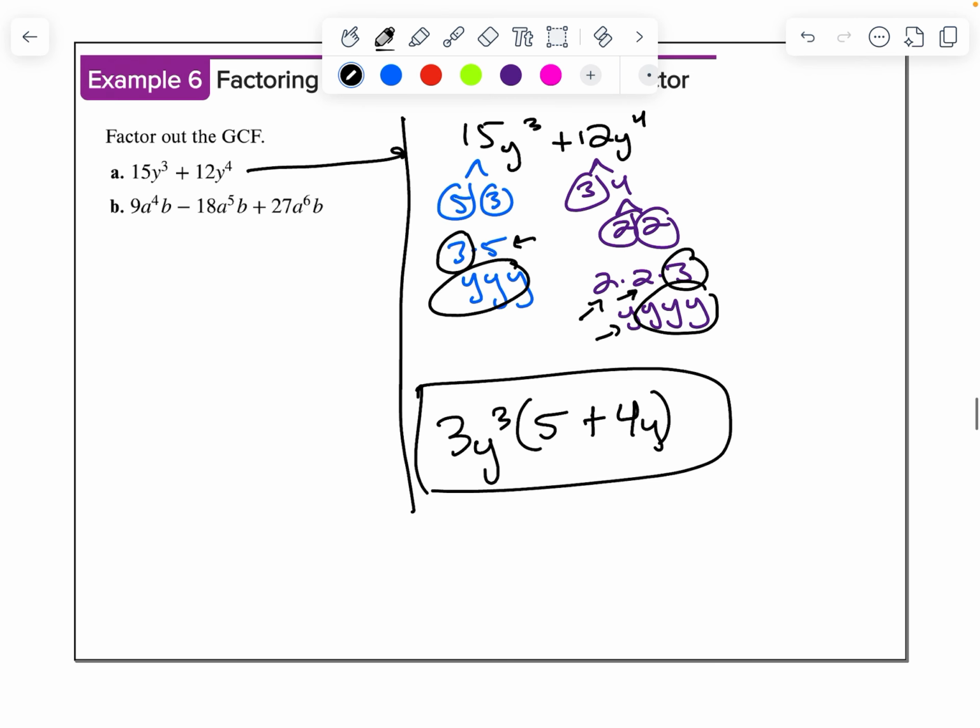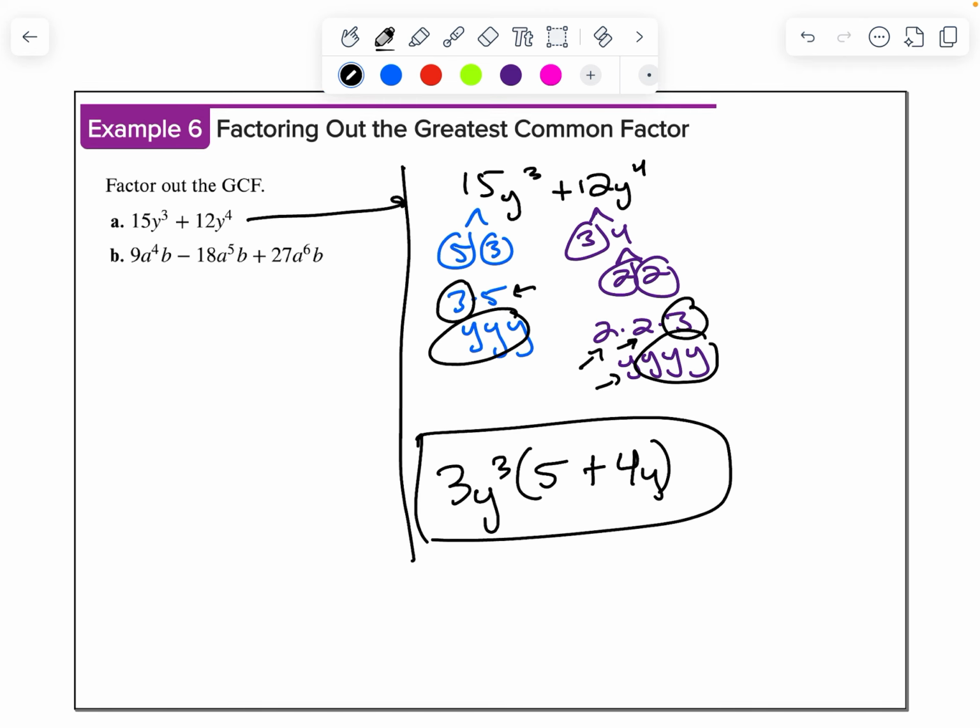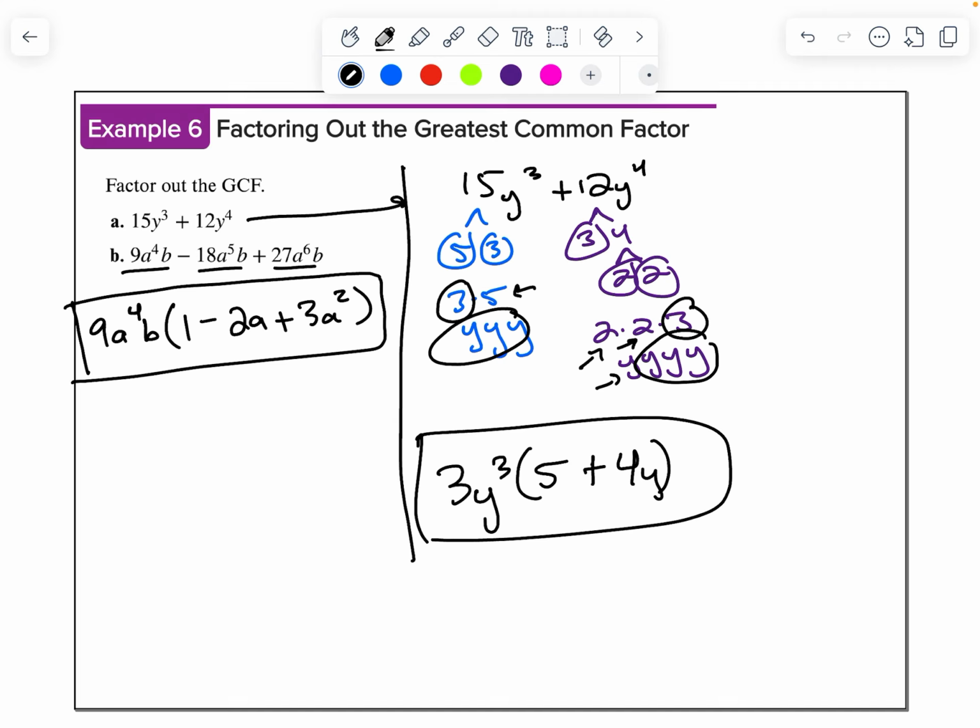Let's try and shortcut this next one without doing the factor tree. If you need to write down the factor tree, then absolutely do it. The GCF between all three of those is going to be 9a to the fourth b. And if you divide that out of the first, there will be left a 1, minus 2a, plus 3a squared. That should be our answer. Hopefully you're getting good enough to shortcut some of these, because we're going to need this when we get ready to do our next type of factoring.